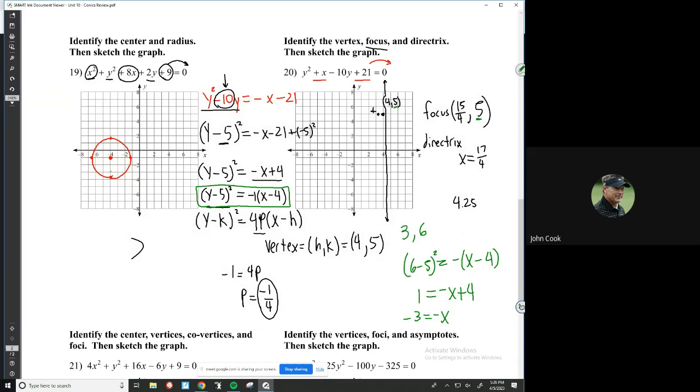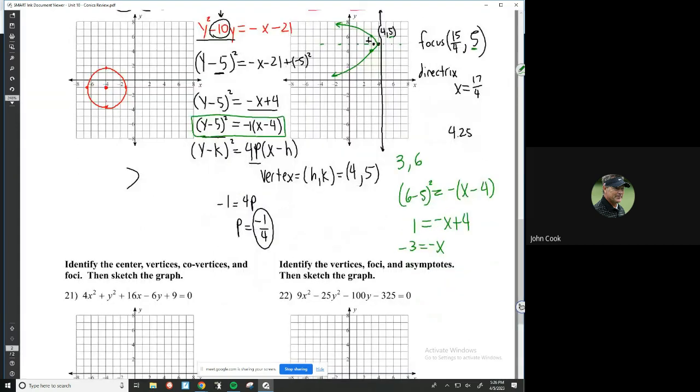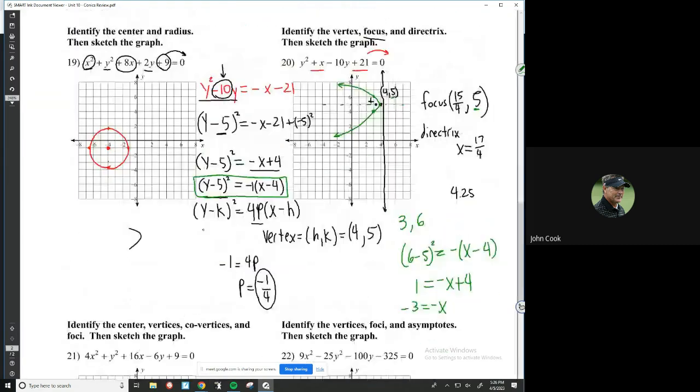So go over 3 and then up 6. There's another coordinate on my parabola. And then from the axis of symmetry, which will be a horizontal line that passes through the vertex, another coordinate would be right over there. And you can just keep going from there. But that's usually good enough if you just have a couple of coordinates, like 3 of them. I don't know how many your teacher wants. If you want 5 coordinates or whatever, just keep plugging in more y values, like 7 and 8 or something like that. Okay, so that's it for number 20, the parabola.